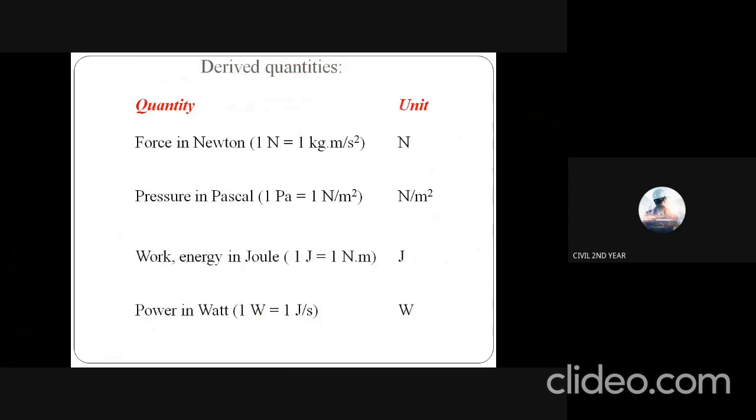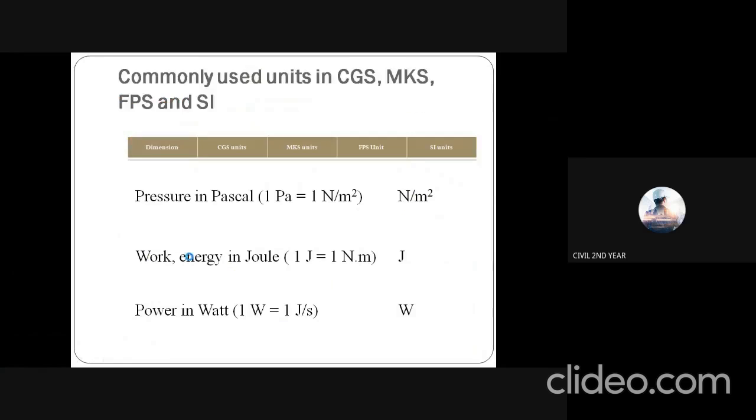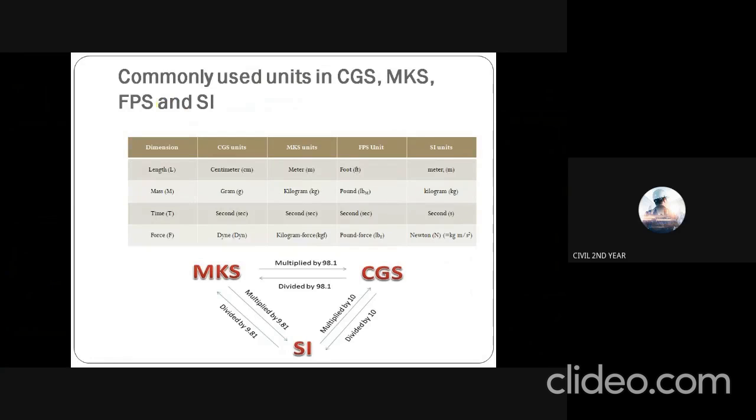Force has the unit Newton, simply called N. Pressure in Pascal is Newton per meter square. Work or energy is in joule, written as J. Power is in watt, written as W. These are commonly used in the CGS, MKS, FPS, and SI systems: length, mass, time, and force.